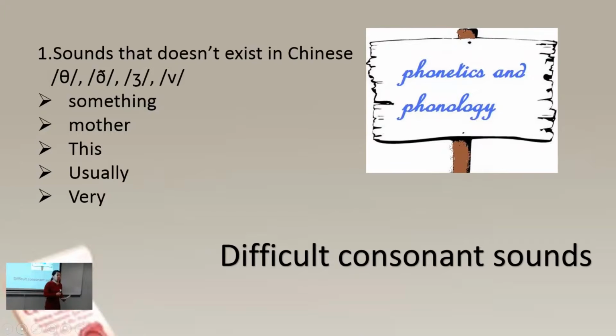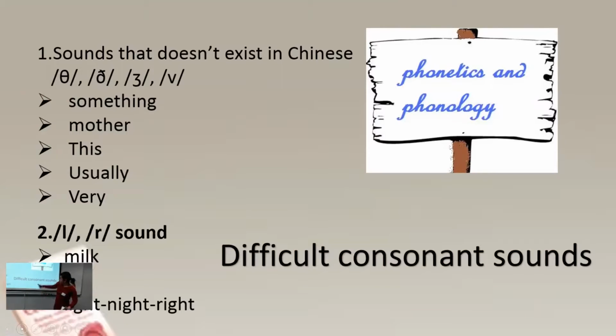Sounds like th or v. We don't have those sounds in Chinese. So what we do is we use a similar sound and replace them. So something is not something, or mother. So we don't stick our tongue out. This, so usually we say wery for very. But English very and wery are two different words. This is where the misunderstanding comes from.